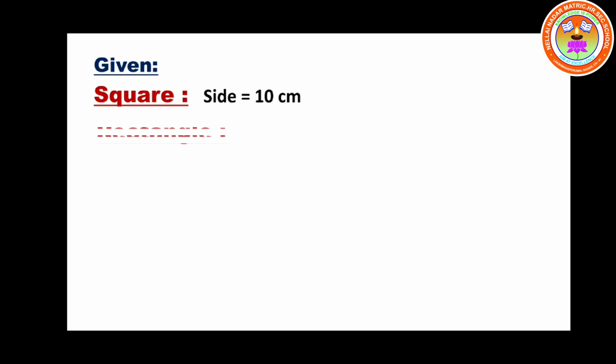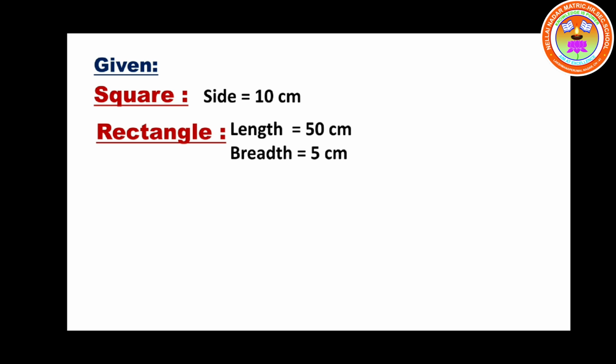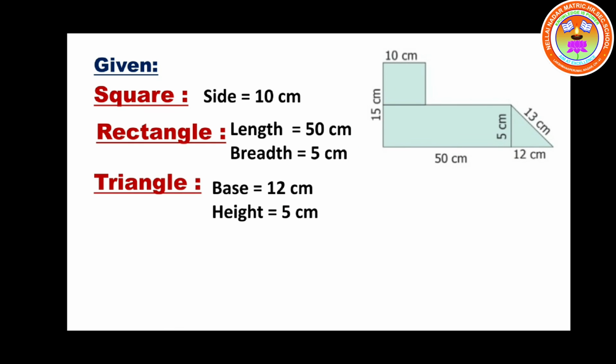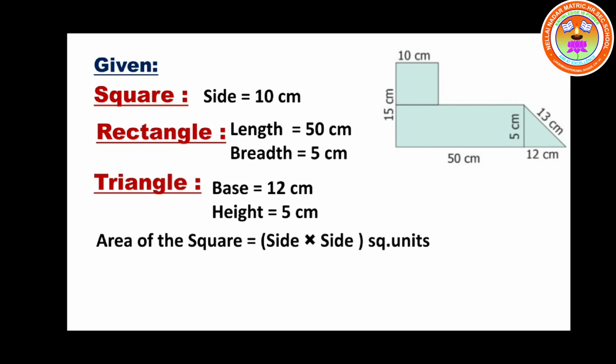Now let us move on to the problem, children. Given in square, the side is equal to 10 centimeter, and in rectangle, length is equal to 50 centimeter, breadth is equal to 5 centimeter, and for triangle, base is equal to 12 centimeter and height is equal to 5 centimeter. Now observe this diagram, children. First we are going to find the area of the square. Area of the square is equal to side into side square units. What is the side value? 10 centimeter. So 10 into 10, which is equal to 100 centimeter square.